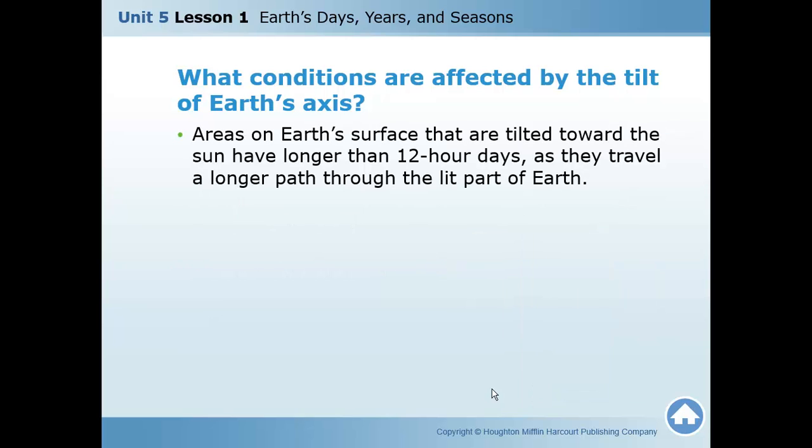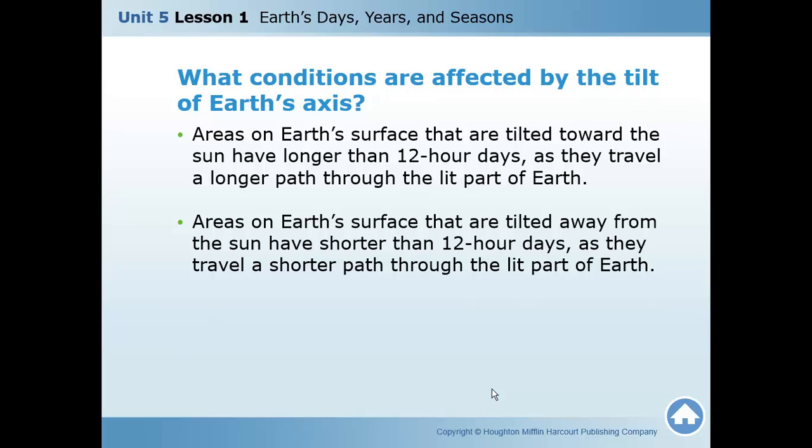Areas on Earth's surface that are tilted toward the sun have longer than 12-hour days as they travel a longer path through the lit part of the Earth. That would be in our summertime. Sometimes it is 9 o'clock and there's still sunlight out.